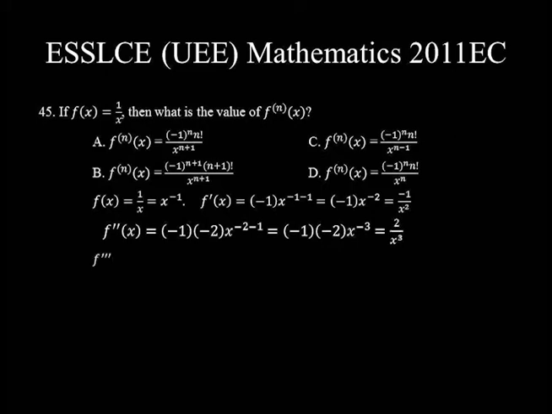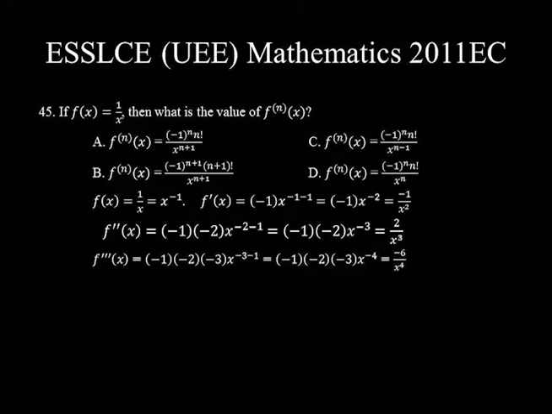The third derivative of f of x is equal to, let's use this expression to find the third derivative, that's negative 1 times negative 2 times the derivative of x to the power of negative 3, which is negative 3 times x to the power of negative 3 minus 1, which is equal to negative 1 times negative 2 times negative 3 times x to the power of negative 4, which is equal to negative 1 times negative 2 is positive 2, positive 2 times negative 3 is negative 6, divided by x to the power of 4.